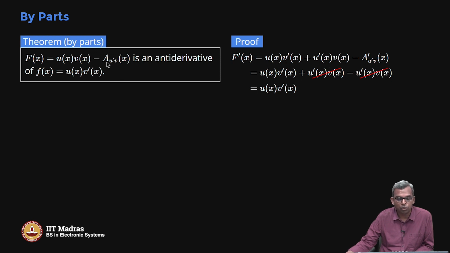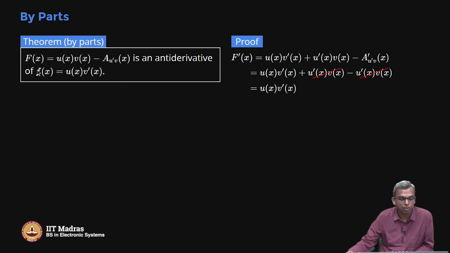And what's the derivative of the antiderivative of u prime v of x? It's simply u prime of x, v of x. And we have designed it so that this u prime of x, v of x will cancel with the u prime of x, v of x, and you will be left only with this product u of x, v prime of x, okay. So that gives you the integration by parts.